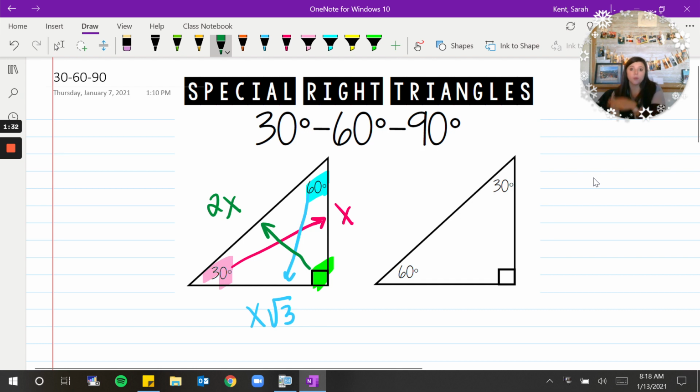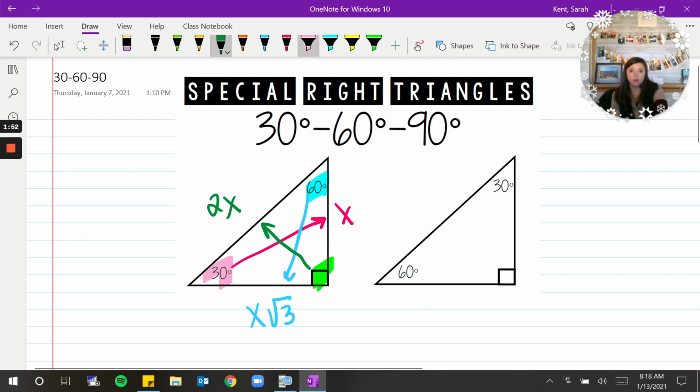So with the 45, 45, 90, we had x square root of 2. With 30, 60, 90, we have x square root of 3, and 2x. So this is where you'll want to make sure you have this noted so you can come back to this.